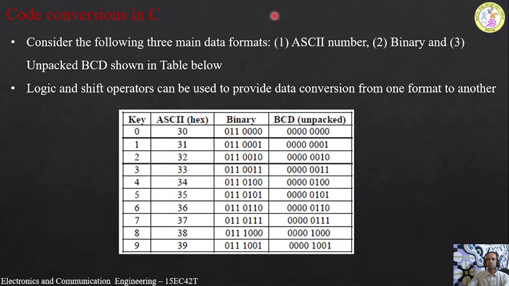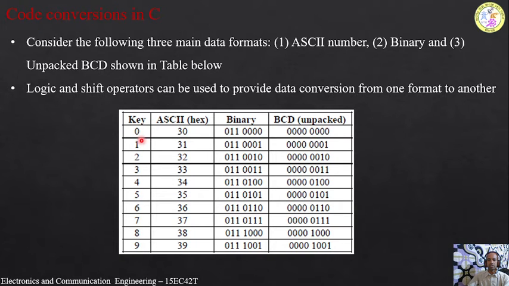So code conversion is required. This is called code conversion. I want to convert from ASCII to binary, or binary to BCD, BCD to ASCII, BCD to binary, or ASCII to BCD. These conversions are called code conversion. These code conversions are required in some applications, and that can be performed by writing a program in the microcontroller. First of all, we shall see the actual numbers that were represented.